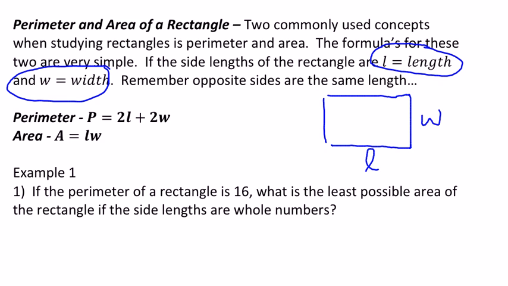When we talk about perimeter, the perimeter formula is easy to imagine because perimeter is just adding up the side lengths. Since the opposite sides are the same, you've got two lengths and two widths, and so we say the perimeter is 2L plus 2W.